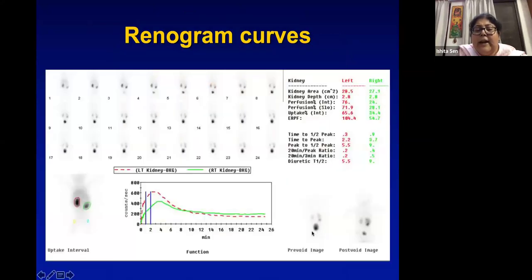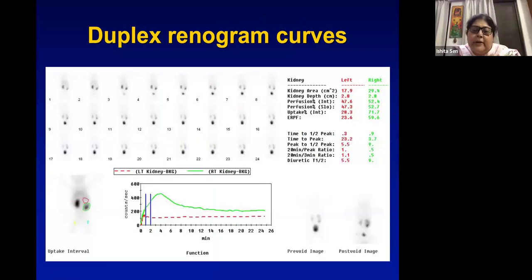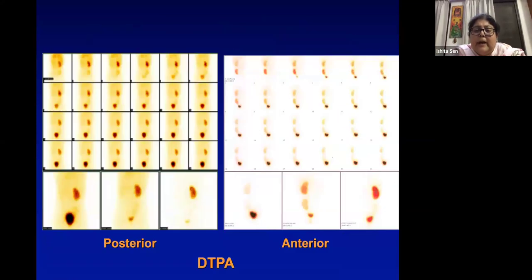So this is a child, and you can actually see the contributory function of not just the kidney, but also of each of the moieties. All we've done here is fool the system into believing the moieties are two different kidneys, and it gives us the contributory function of each of these moieties. So you can calculate the contributory function of each moiety by creating regions of interest over the two separate moieties.